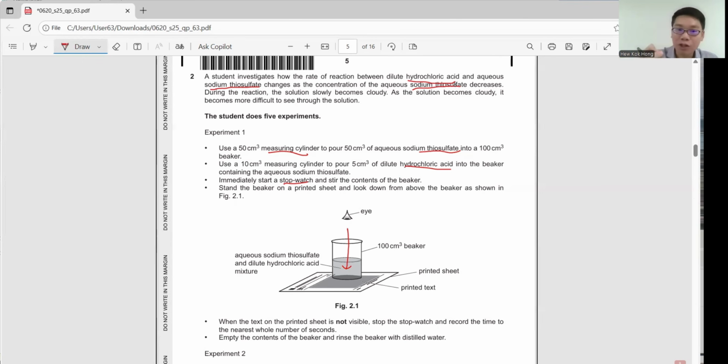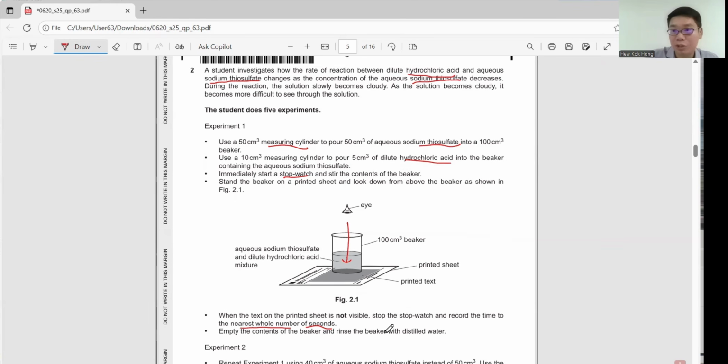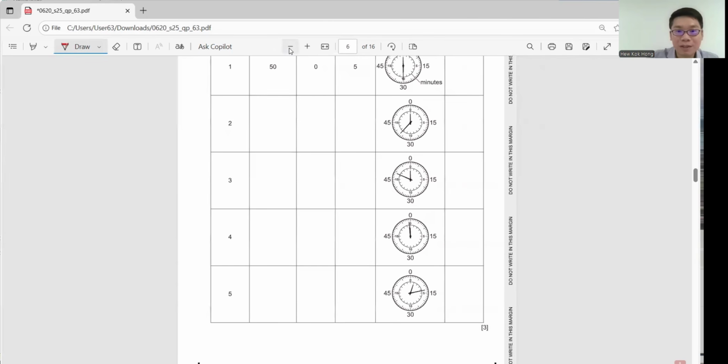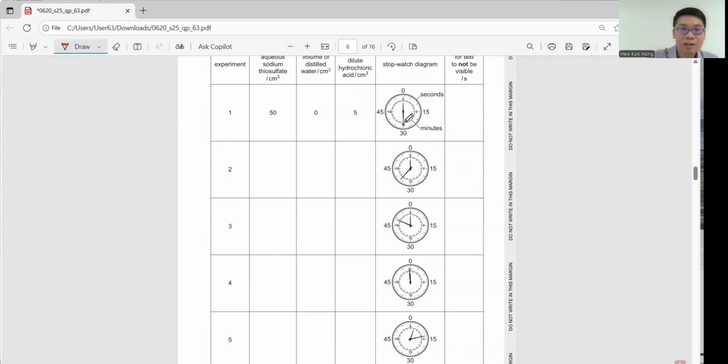We stop the stopwatch, then we will know the time for the reaction to happen. And we record the time to the nearest whole number of seconds. Empty the contents of the beaker and rinse the beaker with distilled water, and then we repeat the experiment with 40 cm cube of sodium thiosulfate, 30 cm cube, 25 cm cube, 20 cm cube. And the balance of the solution we add with distilled water, which means the concentration of sodium thiosulfate gets lesser and lesser. All data is given, and then we need to record accordingly.